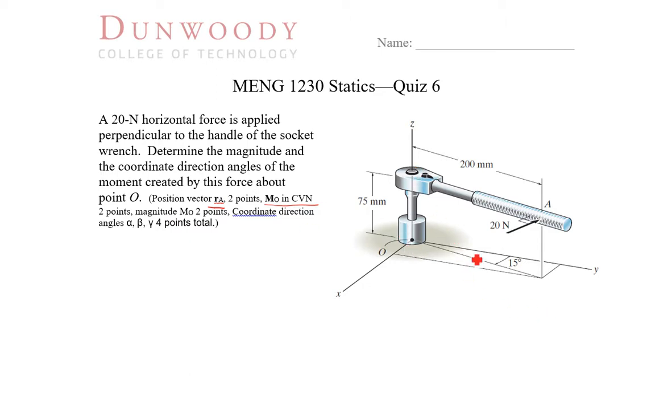So looking for RA, we're going to start at point O and go out to point A. So that gets us this vector, and that's lying on top of this line here that's projected down to the horizontal plane. So in the x direction, we're going to be going in the positive x direction, 200 millimeters times sine 15, so 0.2 sine of 15. In the y direction, we're going to go 0.2 cosine 15. And in the vertical direction, we're just going 0.075.